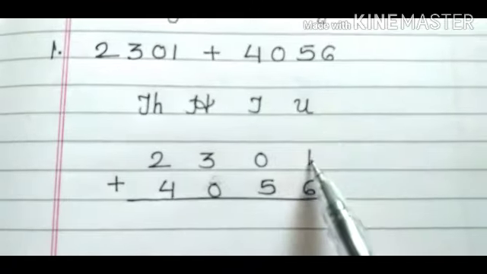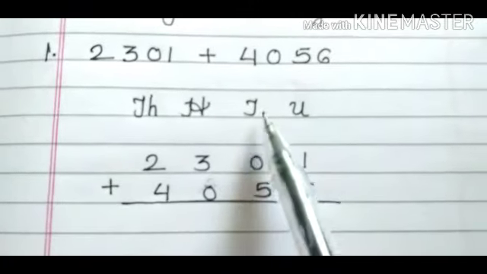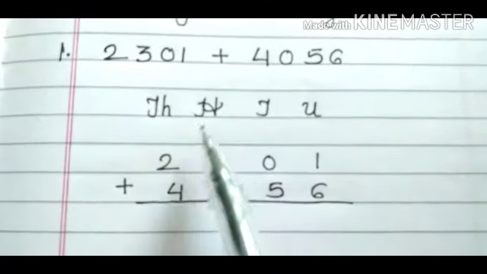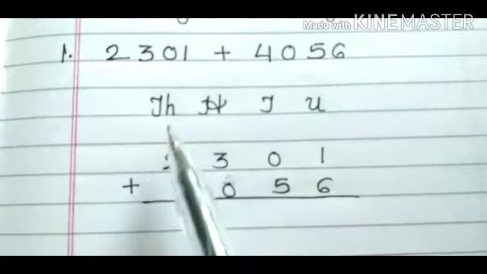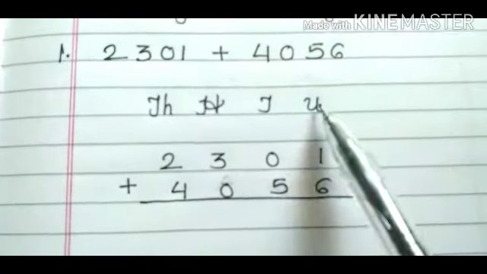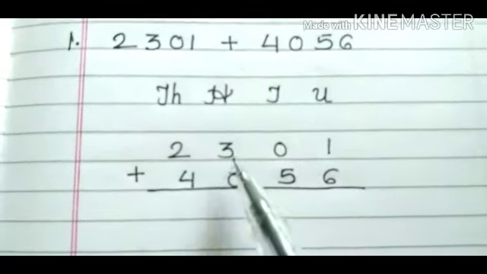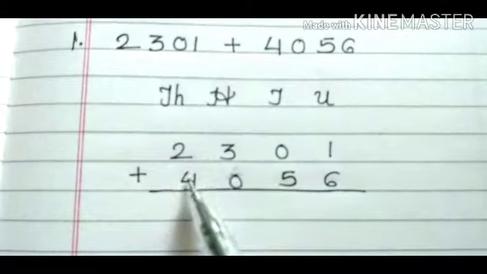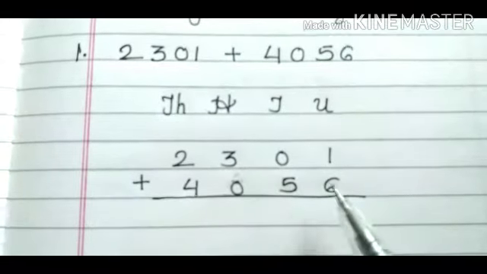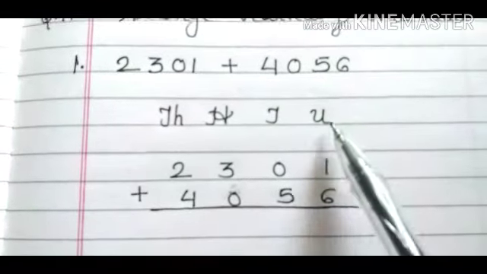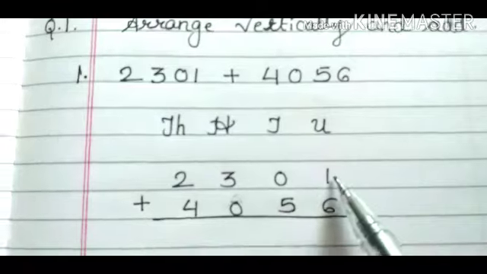Now in the first number 1 is in units place, 0 is in tens place, 3 is in hundreds place and 2 is in thousands place. And in the second number 6 is in units place, 5 is in tens place, 0 is in hundreds place and 4 is in thousands place. Now we will start adding from units place. So we have to add 1 plus 6.